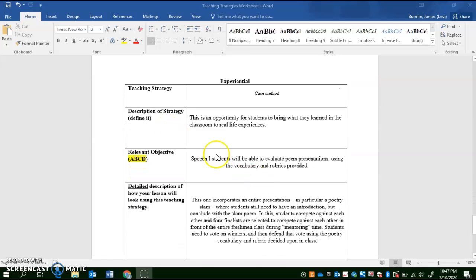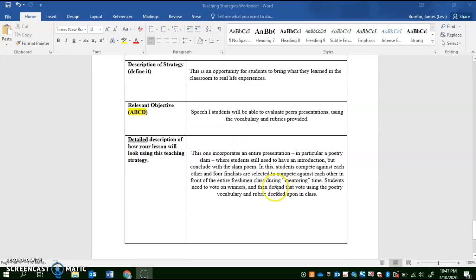Finally, for experiential, I have case method, essentially. This is an opportunity for my entire class. This one is a full lesson on a slam poem, but as part of it they have to give an introduction to their slam poem. They have to introduce who they are, what the topic is, and give a little preview to us about what the slam poem is about.